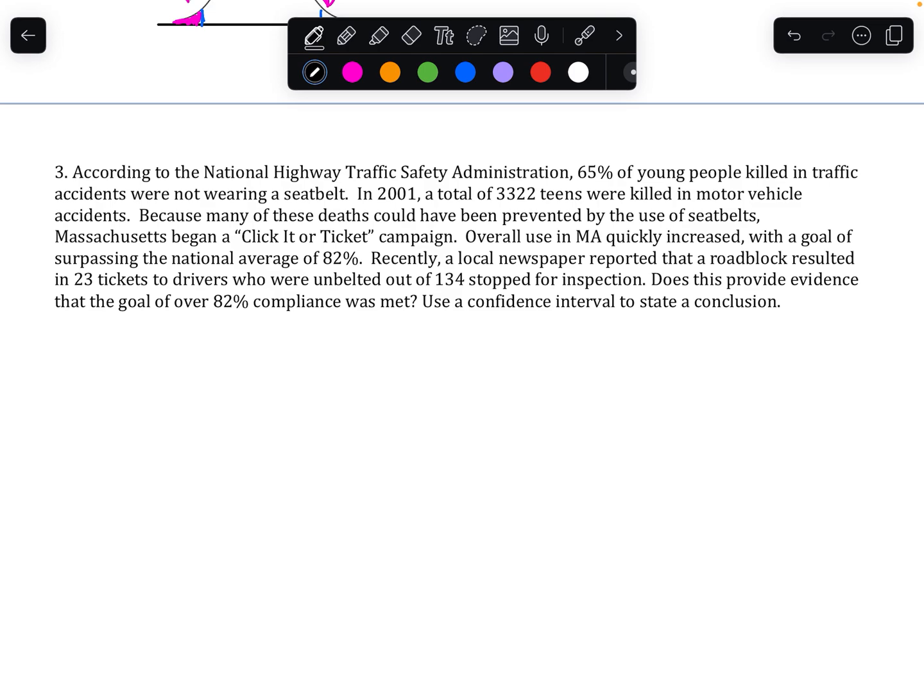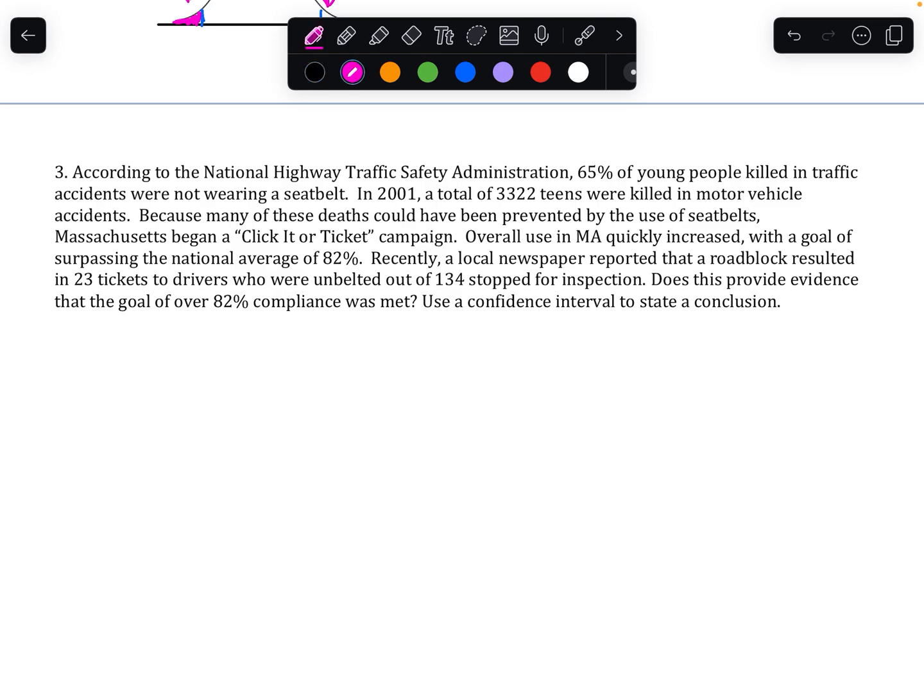Recently, a local newspaper reported that a roadblock resulted in 23 tickets to drivers who were unbelted out of 134 stopped for inspection. Does this provide evidence that the goal of over 82% compliance was met? Use a confidence interval to state a conclusion.